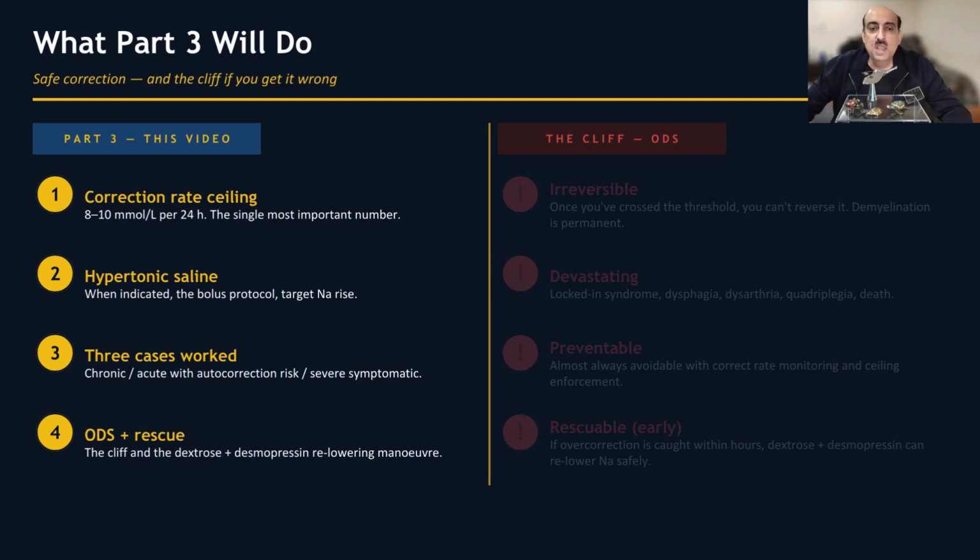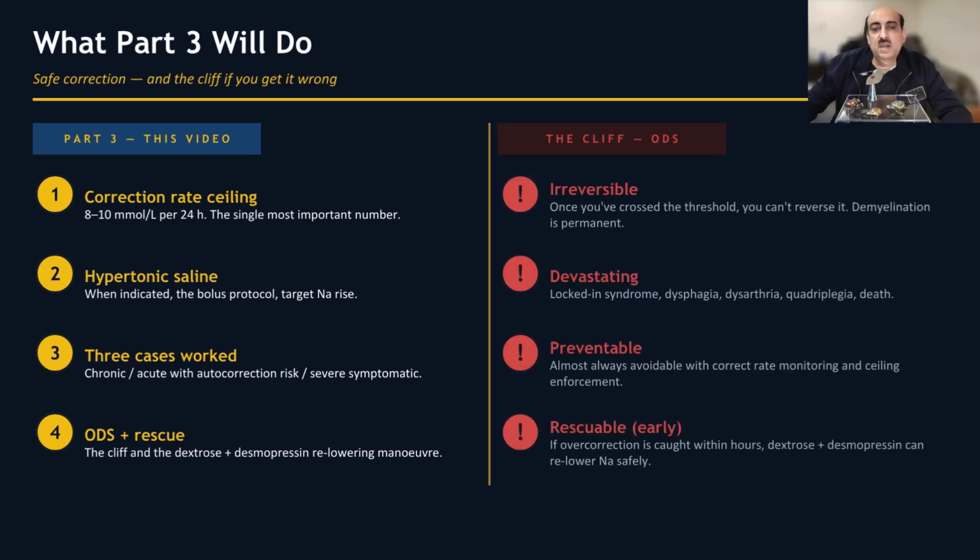On the right-hand side, there are the warning signs. Osmotic demyelination syndrome, which is irreversible and devastating. And most importantly, it's entirely preventable if a judicious clinical approach is used. And if overcorrection is caught early, the patient can be rescued with dextrose and desmopressin.